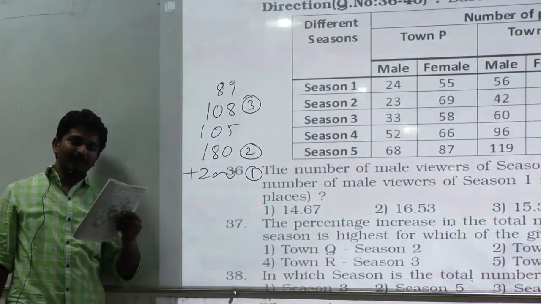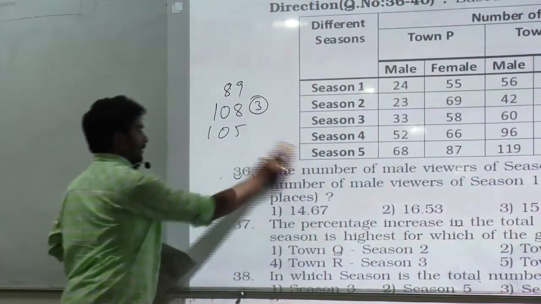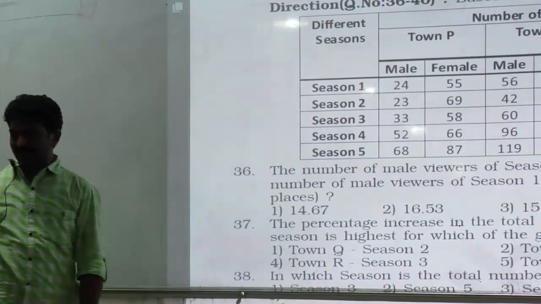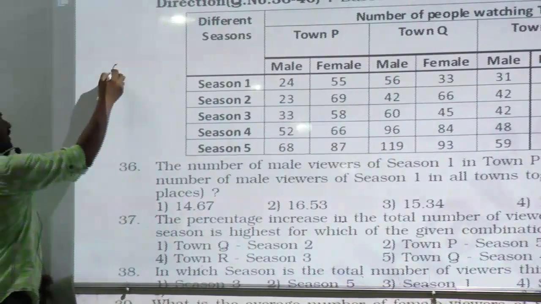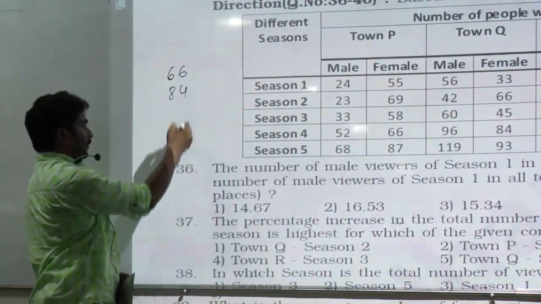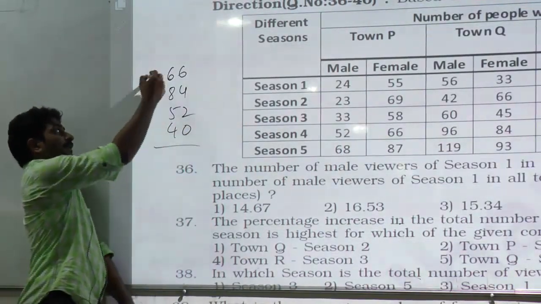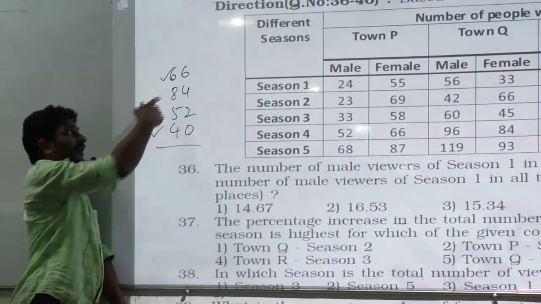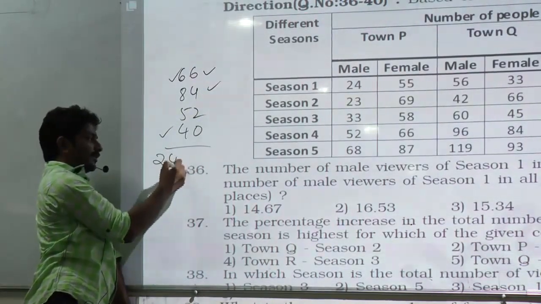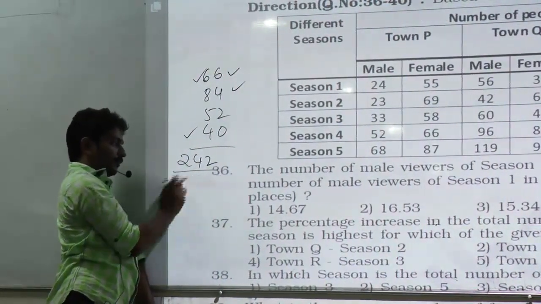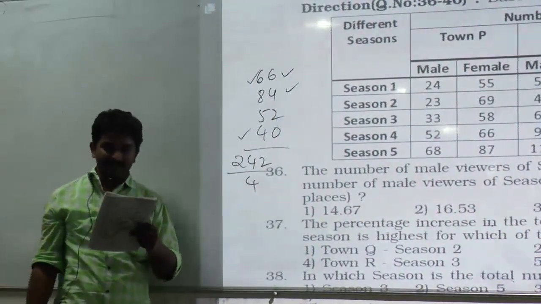What is the average number of female viewers of season 4 across all the towns? Season 4 female. Let's calculate that. 66. From then every alternate number: 66, 84, 52, and then 40. Now let's add everything. 60, 40, 100, 80, 50, 130, total 230, 240, 2. You're asked about average, so divided by 4 or 5, 4. How much is this, 242 by 4? 60.5. Answer 60.